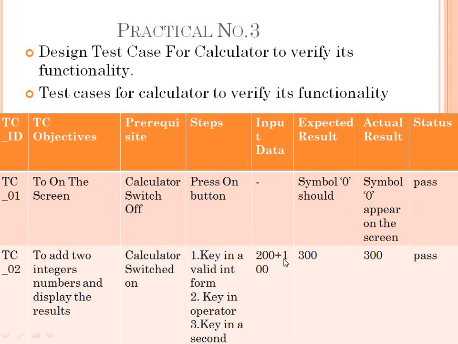The input data is 200 plus 100. We only provide the first operand, the operator, and the second operand. The expected result is 300. The actual result after performing this is 300, so the test case is pass. When the actual result is equal to the expected result, the test case should be pass.